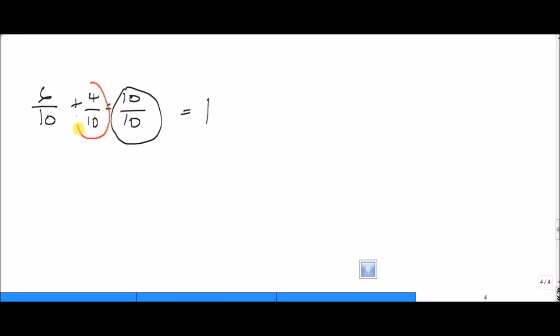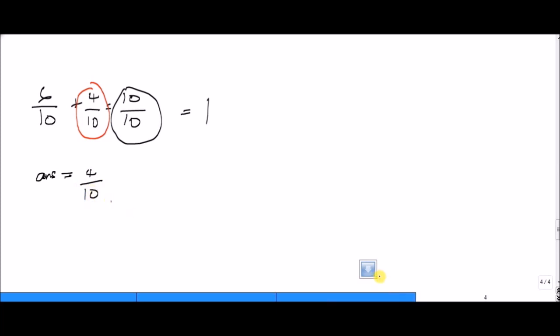It says, what must be added to 6/10 to make a whole? So we have 6/10, and I need to add to it to get it to be 10/10. So 6 and what would make 10? 6 and 4/10 would make 10/10, which is equal to 1 whole. So again, my answer in this case is 4/10.